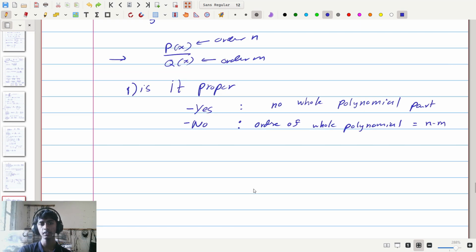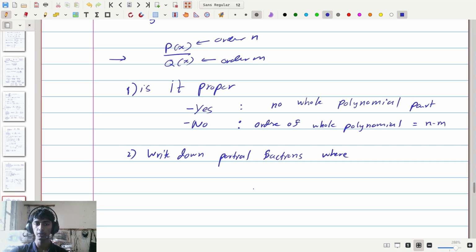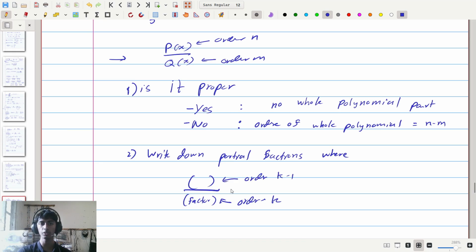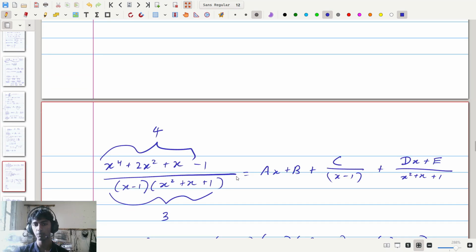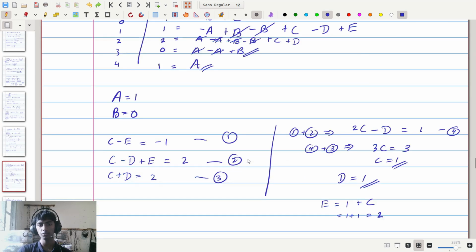So we have that. And then after this, the next thing we have to do is write down partial fractions, where we have something divided by a factor, and if the factor is order k, then what we have on top is order k minus 1. We saw this above when we had a factor on the bottom of order 1. In this case, x minus 1 was order 1. The numerator up here was order 0, or just 1 minus 1. Over here, when we had a denominator of order 2, we had to have a numerator of order 2 minus 1, or order 1. So that's the second step.